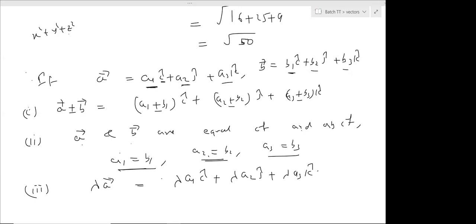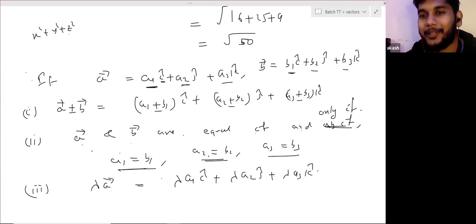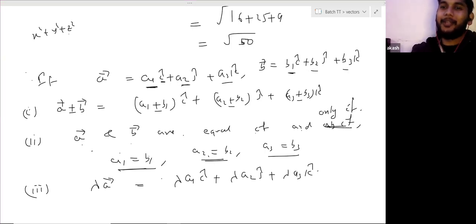All right, everyone. The second one is A and B are equal if and only if. Let me rewrite this. All right. And no need to be sorry. I know my handwriting is really bad. So you can ask 100 times.